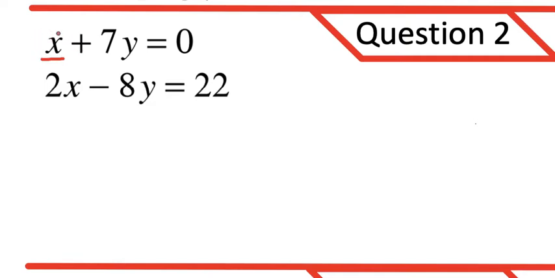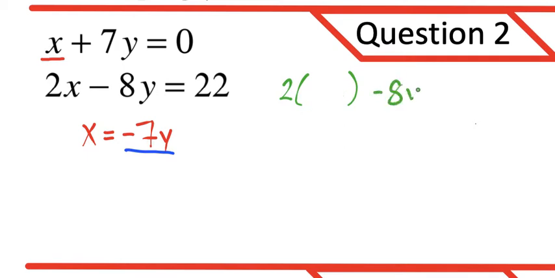So in order to get x by itself, all we need to do is subtract 7y over to the right side, and we'll end up with x equals negative 7y. Now that we have x by itself, we can plug it in for x in the other equation. For the other equation, we have 2, and then instead of x, we're going to plug in what x is equal to, minus 8y equals 22.